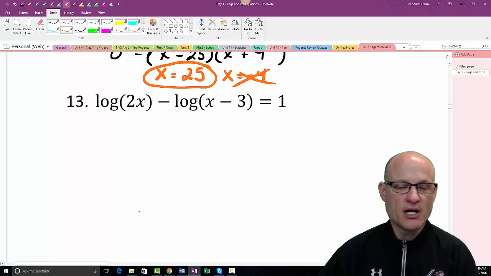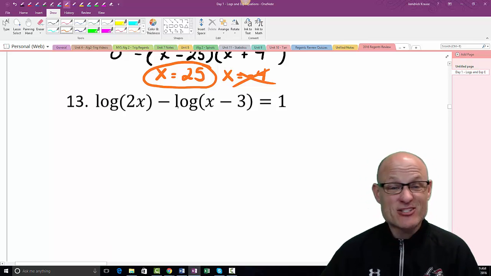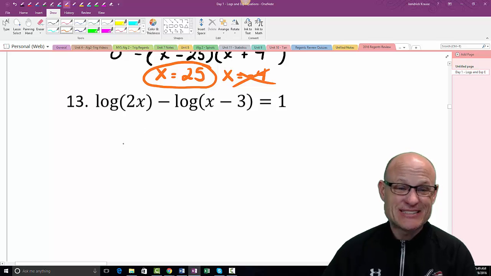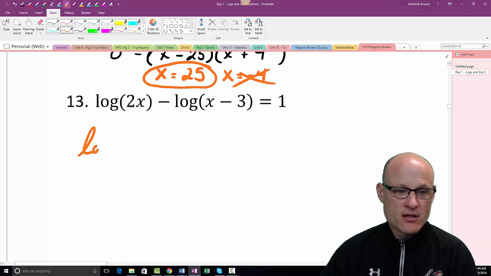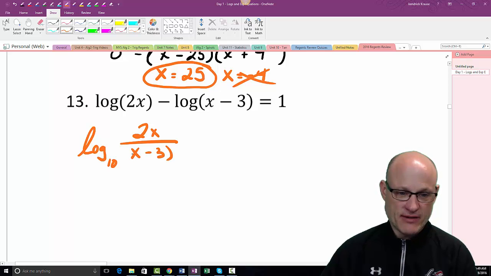All right. So I'm going to condense these logarithms. They have a subtraction. Subtraction condenses to division. So it's log. You don't see a base, so it's base 10. Notice I put the base down here at the bottom of the log so it doesn't get confused with the work that I'm doing over here, is 2x over x minus 3. Leave everything in parentheses.